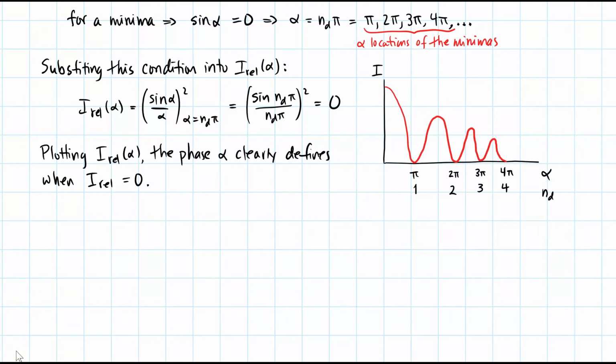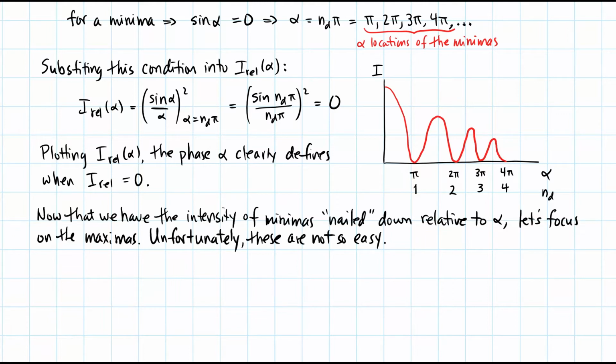Plotting I relative, the phase alpha clearly defines when I relative is 0. So if alpha is a factor of pi, 2 pi, 3 pi, 4 pi, which is nd equals 1, 2, 3, 4, then we see that we have the minimas at these locations relative to alpha. Now that we have the intensity of minimas nailed down relative to alpha, let's focus on the maximas. Unfortunately, these are not so easy.